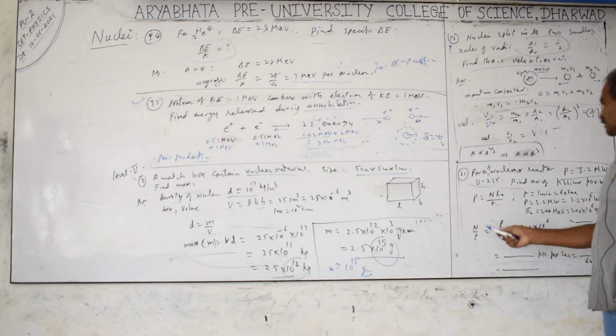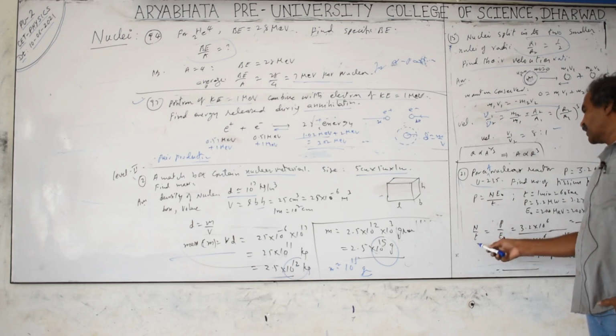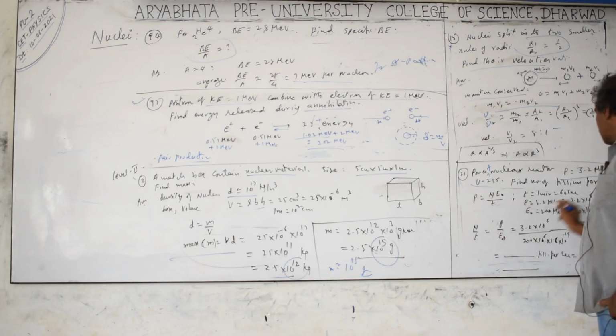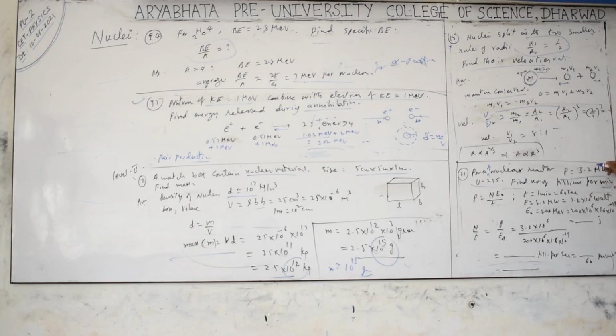Taking this per second, if I calculate n by t, because I am taking SI units, power is 3.2 megawatt. Mega means 10 to the power of 6, million watts. And the energy per fission is 200 MeV. Converting into joules: 200 into 1 million, 10 to the power of 6, and 1 electron volt converts to 1.6 into 10 to the power of minus 19 joules. Substitute the values into this.